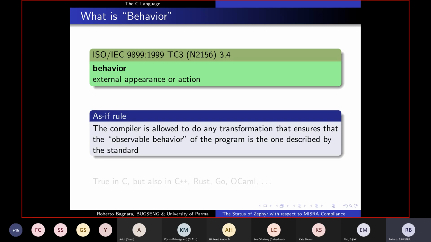And as a result of this definition, the compiler uses the as-if rule as much as possible. By this rule, the compiler can do any transformation that ensures that the behavior that is observable from outside the program is as specified by the standard. And this is not just true in C. It is true also in C++, in all languages that admit an optimized compilation implementation. In the as-if rule, we have the majority of the opportunities for the compiler to generate optimized code.